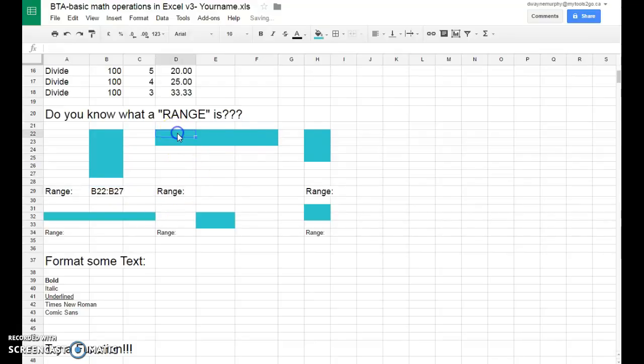How about this one? How would you describe this range of cells? D22 to F23. So D22 colon F23. And we'll do one more. This is H22 to H25. So H22 colon H25. That's a pretty simple idea, this idea of range.